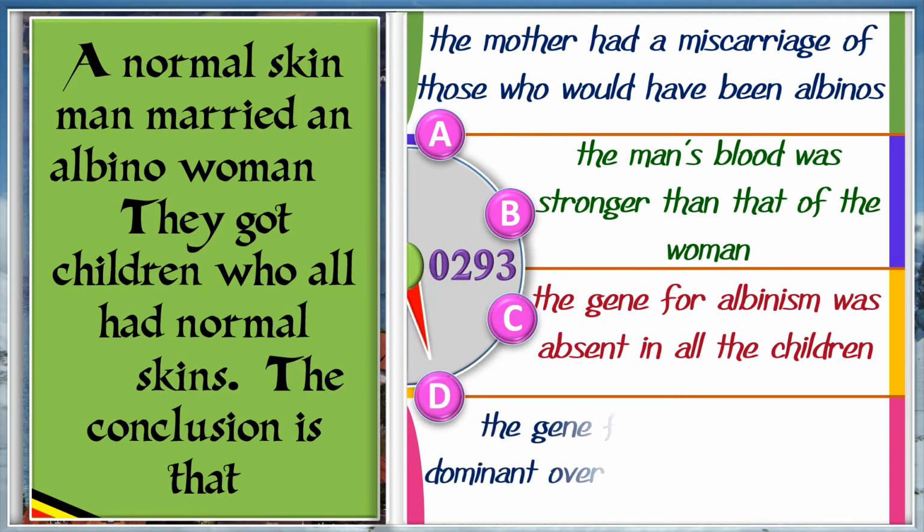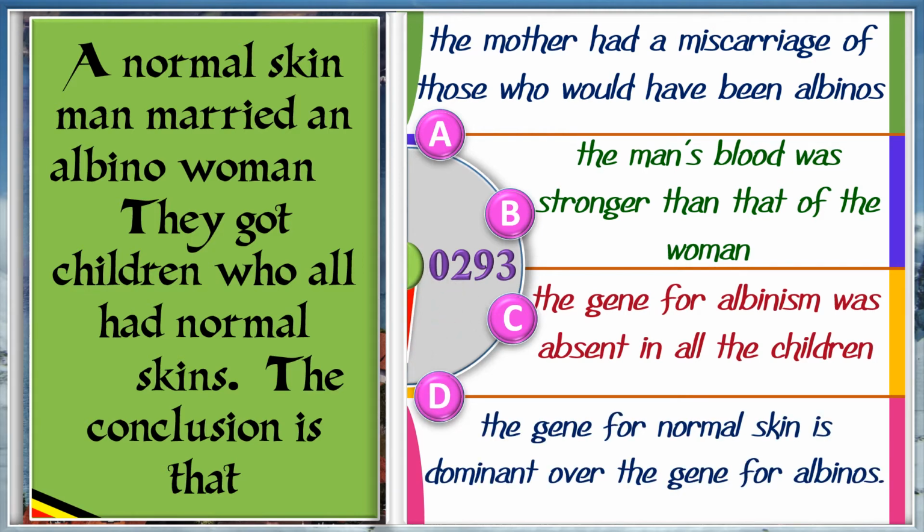D. The gene for normal skin is dominant over the gene for albinism. And the answer is D. The gene for normal skin is dominant over the gene for albinism.